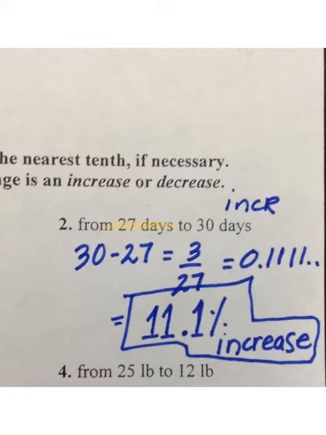And so I want to make that to a percent. So I go to the right, and then it had said to round to the nearest tenth. So that's why I wrote it as 11.1%, and it's an increase.